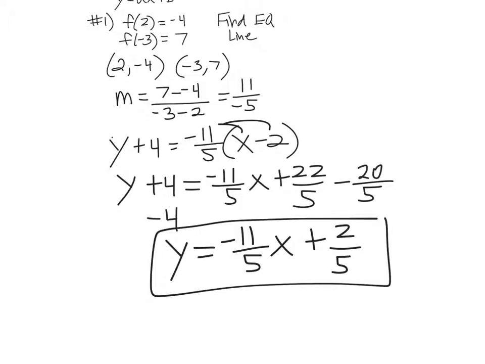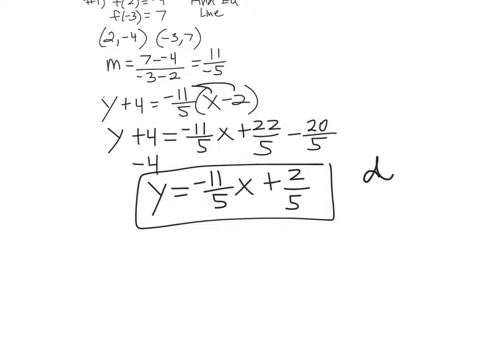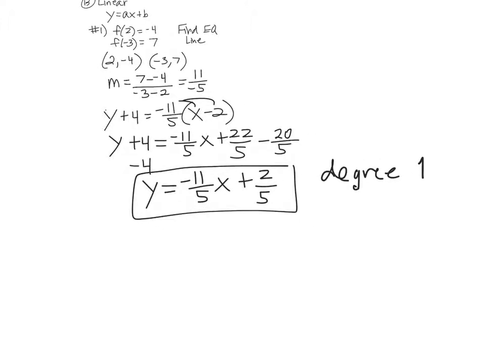And that's it. By the way, they might ask you, what is the degree of this polynomial? What's the degree of all linear? 1. All slanted lines have a degree of 1. They might ask you, what is the leading coefficient? When it's written in standard polynomial form, it would be -11/5 in this case, which is gross. That's okay. All right, you feel pretty good? I don't think we need any more of those.